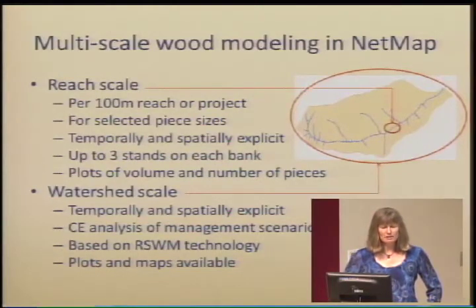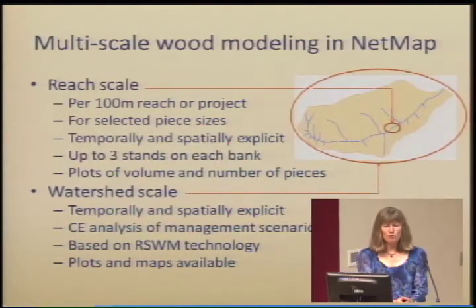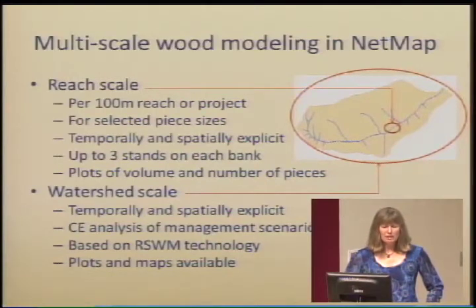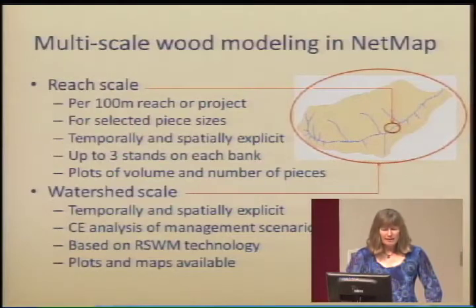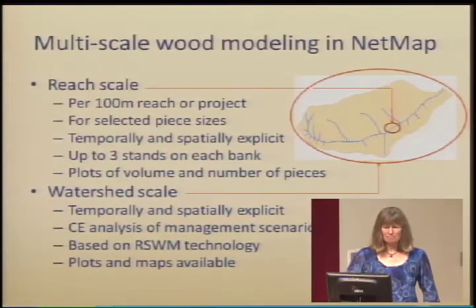It's temporally and spatially explicit, which is what you'd want, to look at what happens to your trees, what happens with your management over time, and what's going to end up in the stream with your new, different buffers. I'll show you some of the results, with different plots for volume of wood and number of pieces. Then the watershed scale is again temporally and spatially explicit, this time at a cell-based scale. It allows you to do a cumulative effects analysis of different management scenarios, and it's based on the reach scale model. But in this case, it results in different plots and maps.